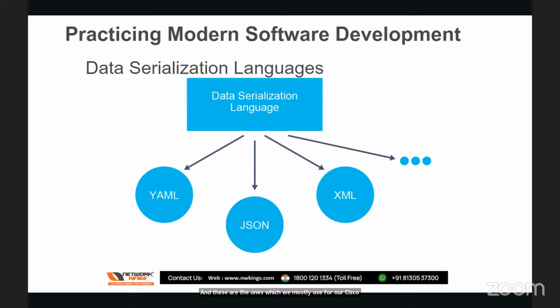The full form of YAML is a bit weird: it means YAML ain't markup language. So this is not a markup language. We have a reason for this, because XML is a markup language. Its full form is extensible markup language, where the E comes first, but we use XML to represent it. Then we have JSON, which means JavaScript Object Notation. So these are the full forms of the three languages we are going to use.